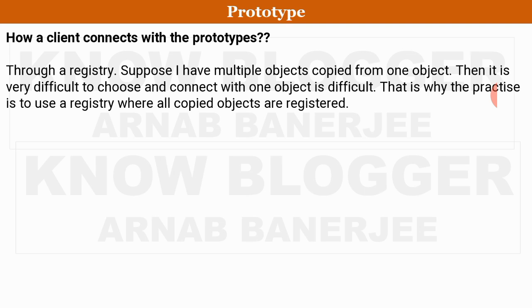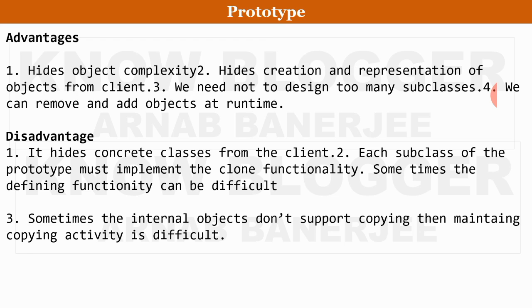Now I will move on, because I have another important question for you in the interview room. Some interviewers can ask you how a client connects with the prototype. The answer is registry. Because there are multiple objects copied from one object, the difficulty is in choosing the objects. That is why we use the registry, so that it makes it easy for the client to find one object. So the answer will be the registry.